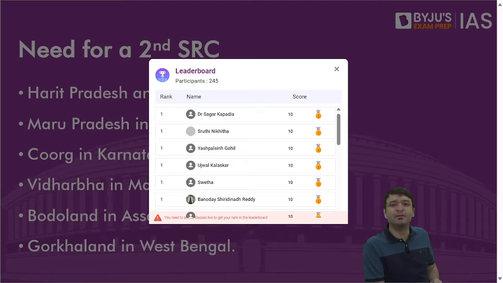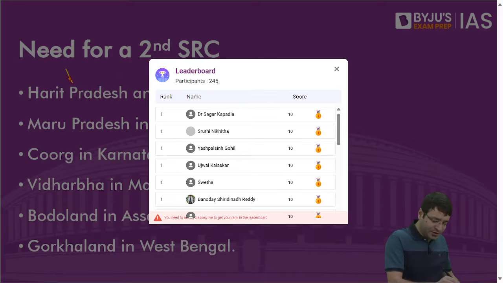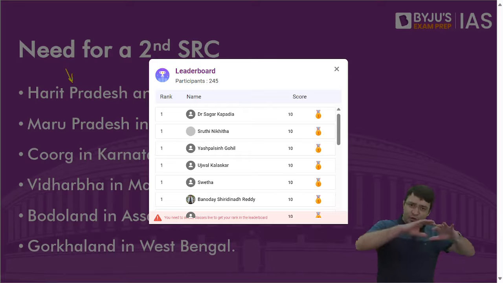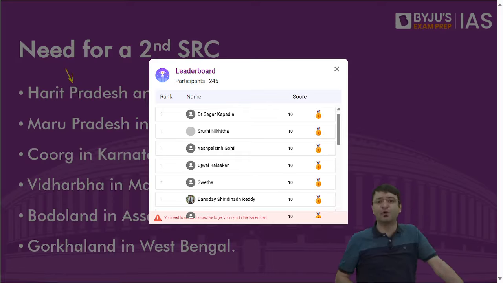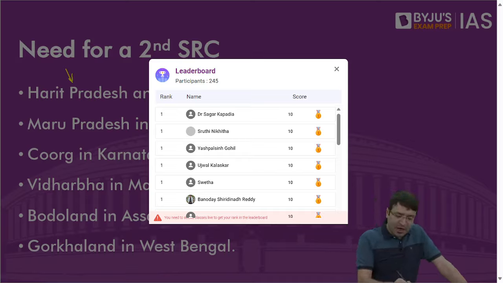UP should be divided or bifurcated or even trifurcated into three. Harit Pradesh and Bundelkhand should be carved out as separate states from UP. So we should have Uttar Pradesh, but Harit Pradesh should be carved out of it. Bundelkhand should be a separate state from UP. Similarly, Maru Pradesh in Rajasthan should be created. Similarly, Coorg is asking for a union territory status in Karnataka.